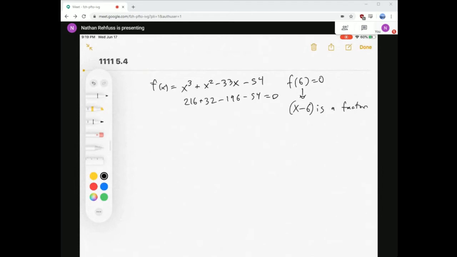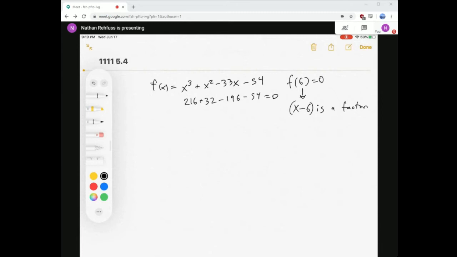Now, ideally, I'd like to use that information to find out what the other factors are without having to go through the whole process again. So if I could factor out the x minus 6, I'd be in great shape. But how do I do that? Well, that's where division comes in.